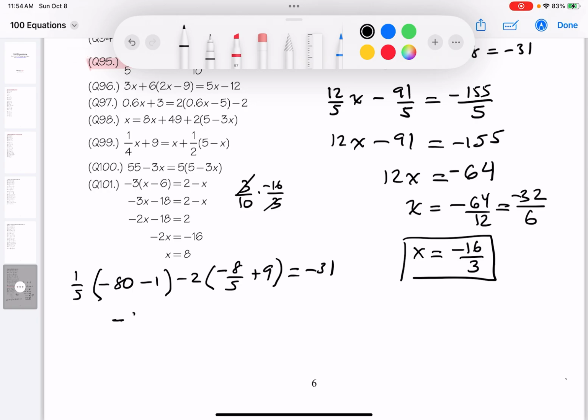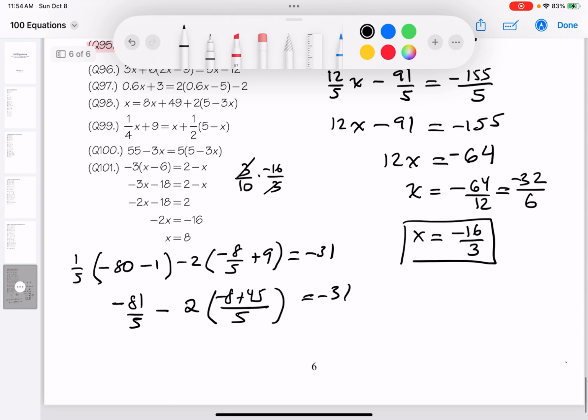We get minus 81/5 minus 2. I got to do some arithmetic over here. This is 5. This is going to be minus 8 plus 45. That's minus 31. Let's take a look. Let's hope for the best. Minus 81/5 minus 2. There's a 5 there. And what do you get there? 45 minus 8 is going to be 37. And they say it's equal to minus 31.